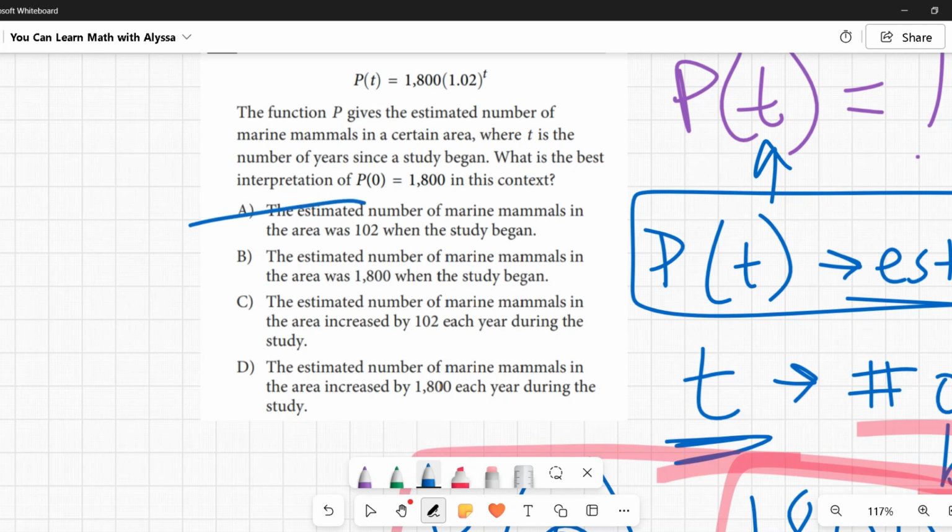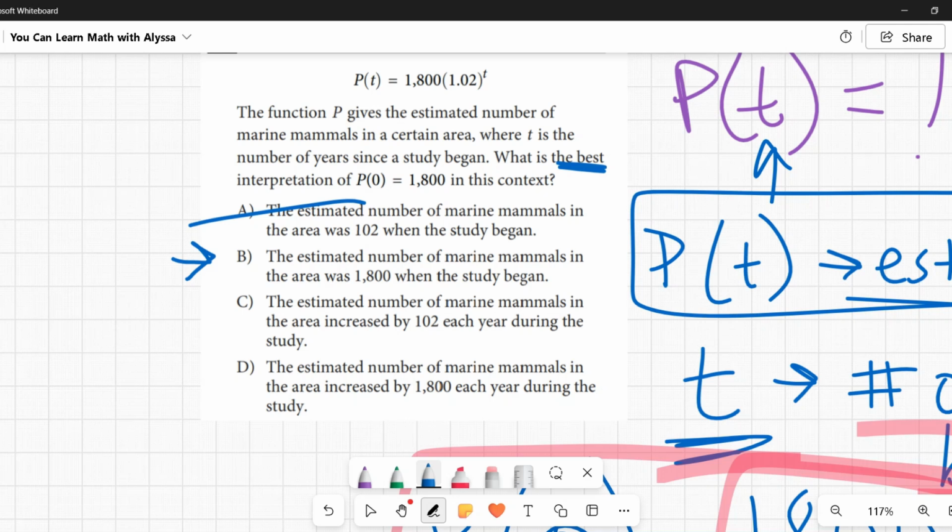Nope, not that one. We think it was 1800 when the study began. B: the estimated number of marine mammals in the area was 1800 when the study began. Oh, that looks like it. But again, this is a "best" one. So let's look at C and D just to make absolutely sure that neither of those is better than the one I've just found.